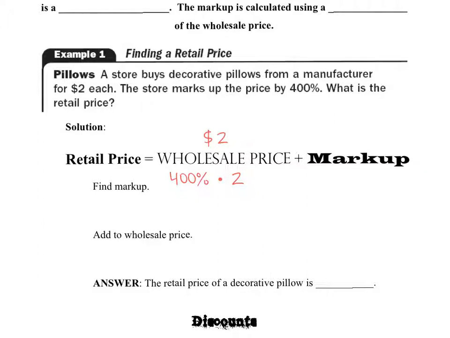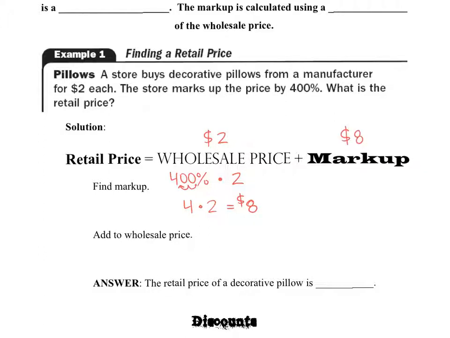Now, you probably talked about this last week, but in this problem, we don't want to do 400 times 2 because we don't want to multiply by a percent. Instead, we need to change that percent to a decimal, or in other words, get rid of the percent sign. And so to do that, we're either going to divide by 100 or move the decimal point over 2. That's the same thing if you move it to the left. And so this would actually be 4 times 2, which is 8. So $8 is the markup.